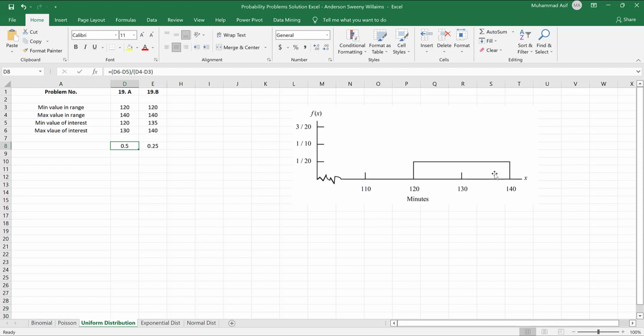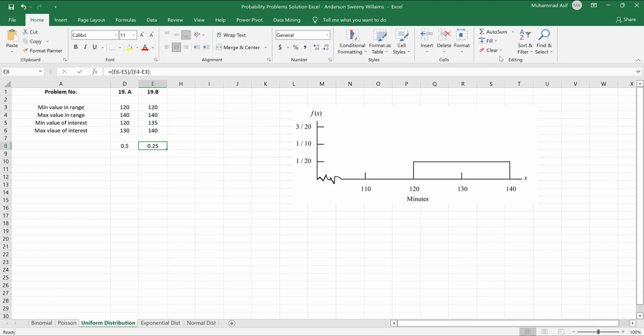And for that purpose, what we do is that our minimum value in the range remains same, maximum value remains same, minimum value of our interest will become 135 and the upper value will become 140. So minimum value of our interest is 135 and the maximum value of our interest is 140, and then just using the same formula, that gives probability of 25%, which means there's a 25% probability that the flight will be more than 10 minutes late from the quoted time. So this is how we do a uniform probability distribution in Microsoft Excel.